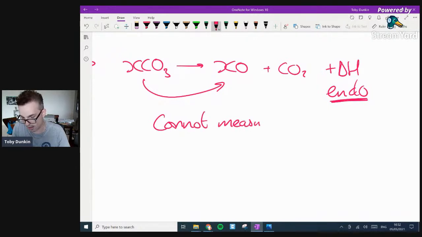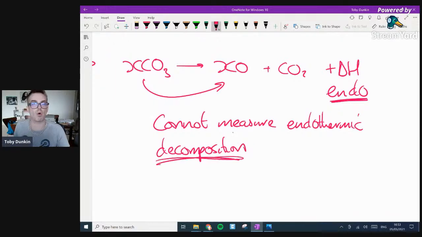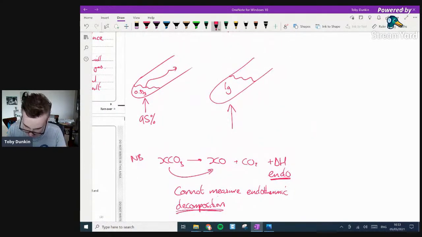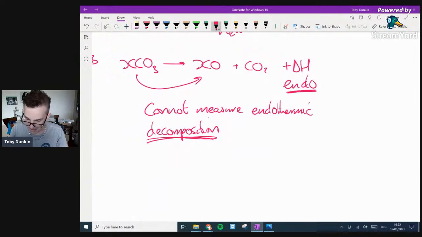Cannot measure endothermic decompositions. It's actually the decomposition that's more important, because if you're heating a solid, when you add heat to this, most of the heat's just going to go around it. You're going to lose copious amounts of heat. You're not going to know how much has been absorbed. So you cannot measure endothermic decomposition directly.